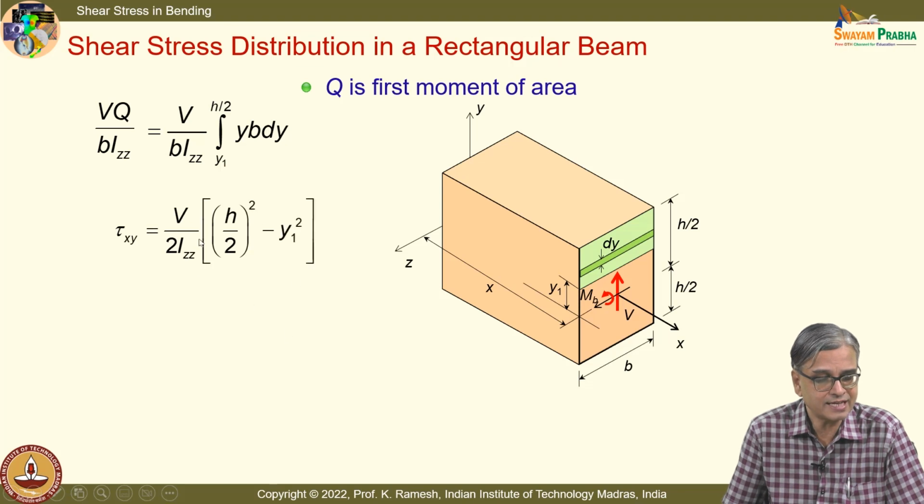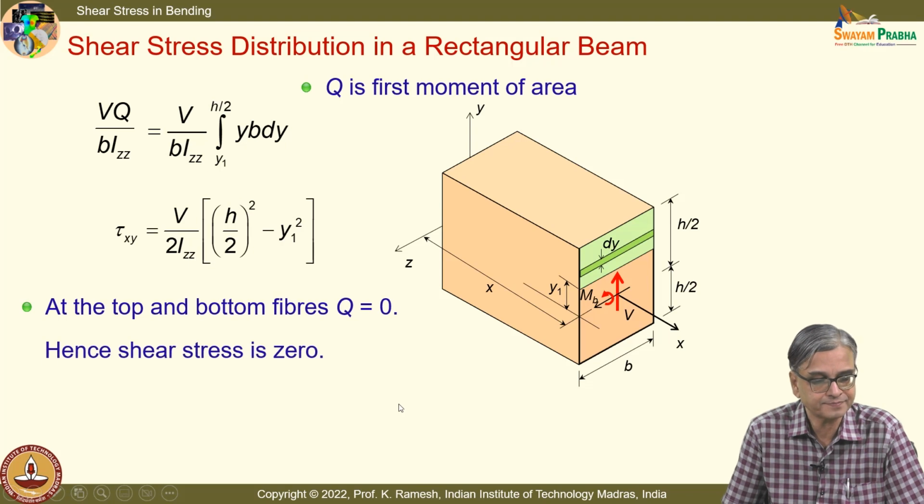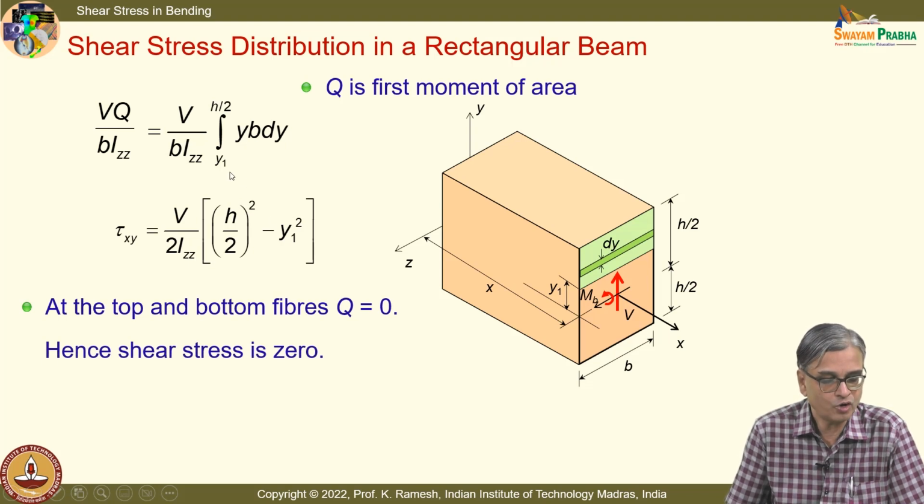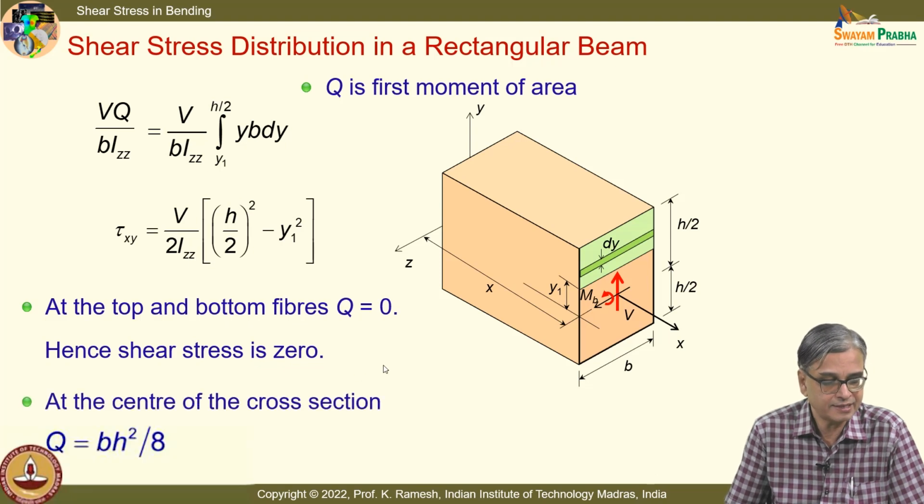So I have this as V by 2 Izz, tau xy is given as (h by 2) whole squared minus y1 squared, and I have to put the limits appropriately. I have gone from y1 to h by 2. At the top and bottom fibers Q equals 0, so the shear stress is 0. Now what happens at the center of the cross section? Q becomes b h squared by 8 because y is 0, and you get tau xy max as V h squared divided by 8 Izz.